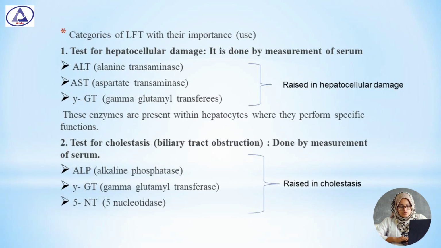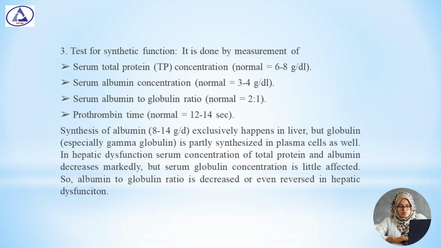Category of liver function test with their importance. Test for hepatocellular damage. It is done by measurement of serum alanine transaminase, aspartate transaminase, gamma glutamyl transferase, raised in hepatocellular damage. Then test for cholestasis, done by measurement of serum alkaline phosphatase, gamma glutamyl transferase, 5-nucleotidase, raised in cholestasis.